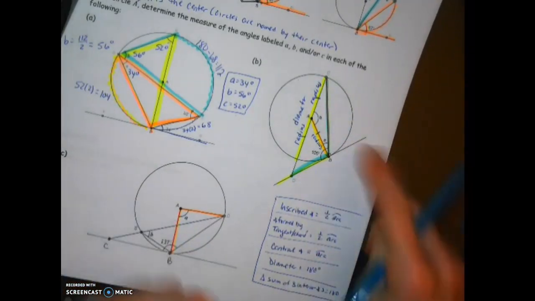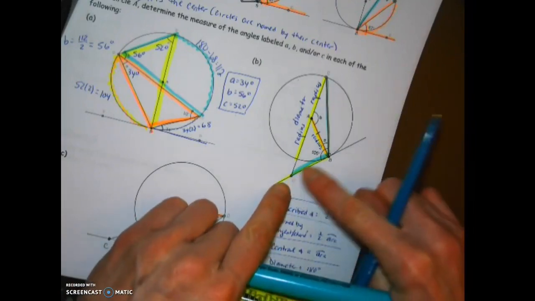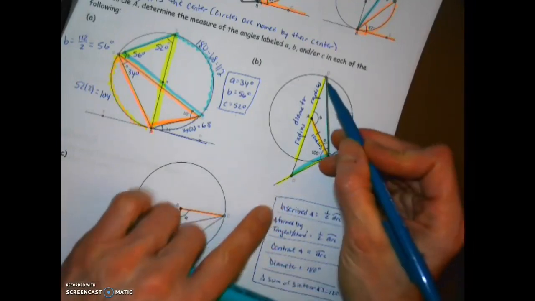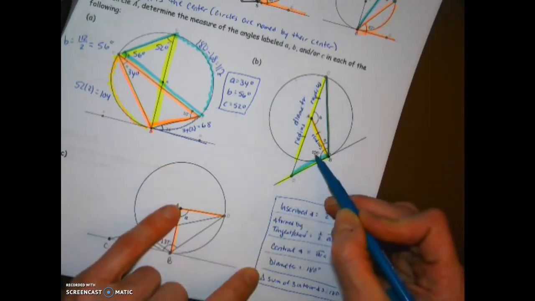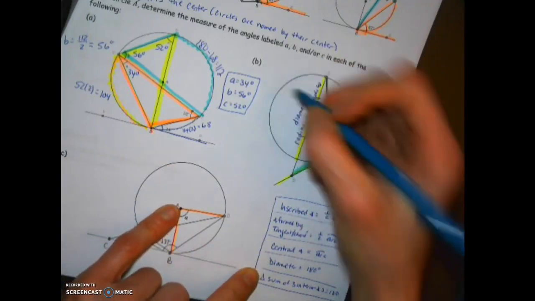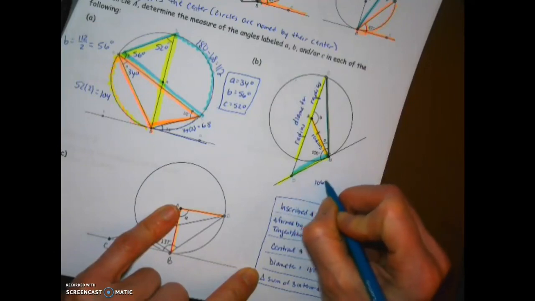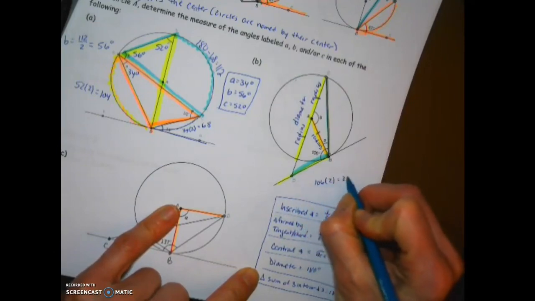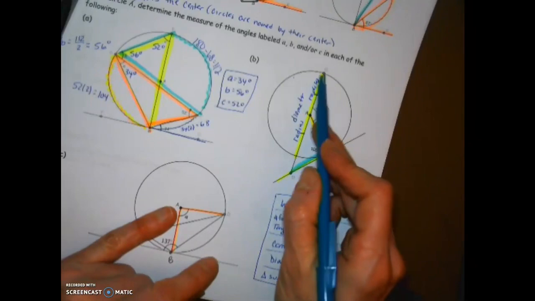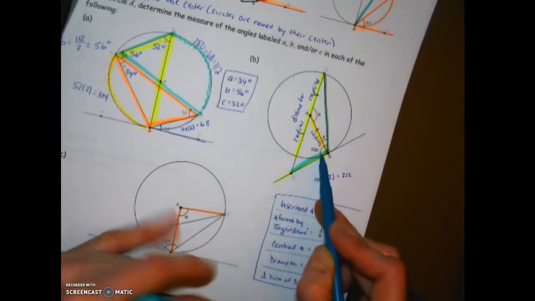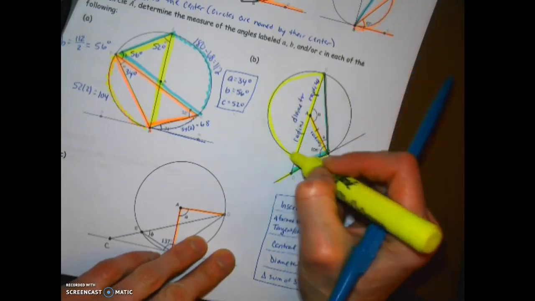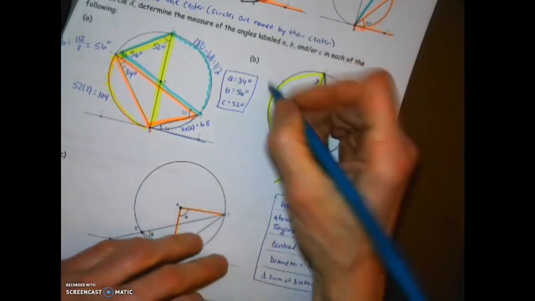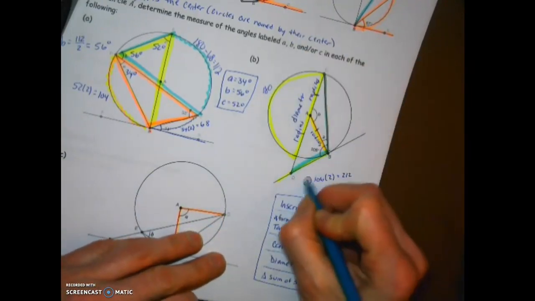Now I know that this angle is formed by a tangent and a chord, which means that the entire arc from C all the way over to B is going to be twice 106. So if I take 106 degrees and multiply that by 2, I know that the distance from C all the way to B is 202, and I know that the distance from C to this point is 180 degrees. So this is step 1.